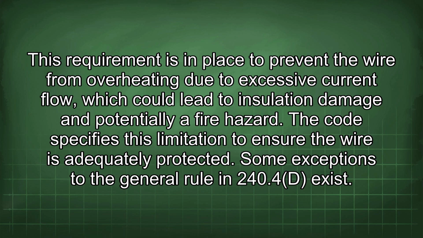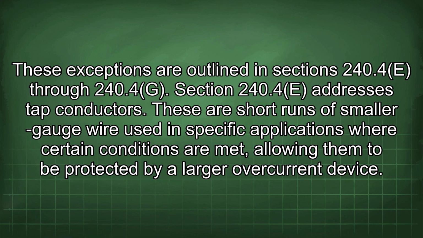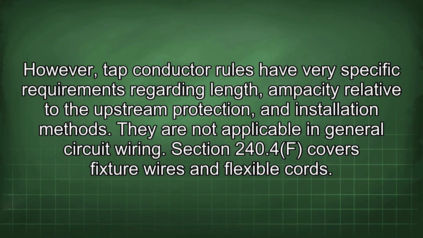Some exceptions to the general rule in 240.4(D) exist. These exceptions are outlined in sections 240.4(E) through 240.4(G). Section 240.4(E) addresses tap conductors. These are short runs of smaller gauge wire used in specific applications where certain conditions are met, allowing them to be protected by a larger overcurrent device. However, tap conductor rules have very specific requirements regarding length, ampacity relative to the upstream protection, and installation methods. They are not applicable in general circuit wiring.